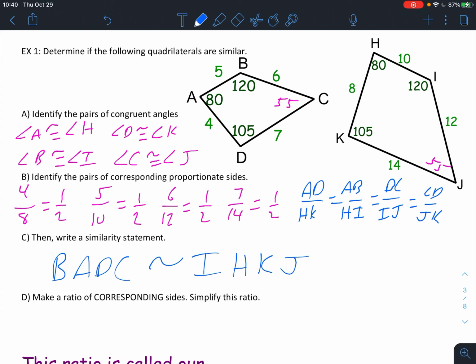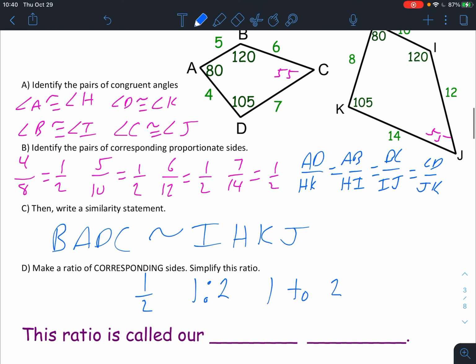And lastly, this says make a ratio of corresponding sides and simplify this ratio. We already have it simplified in part B. The ratio is 1 over 2. You can write it like that, you can write it like this, or you can write it like this. Nobody ever chooses the third way. A fraction or a ratio is the best way to do it.